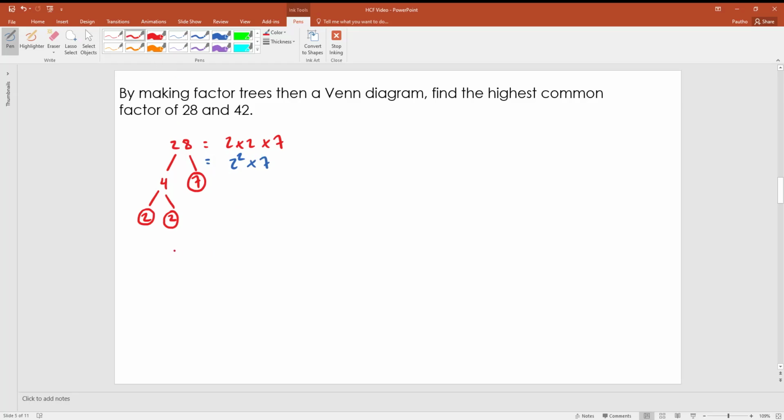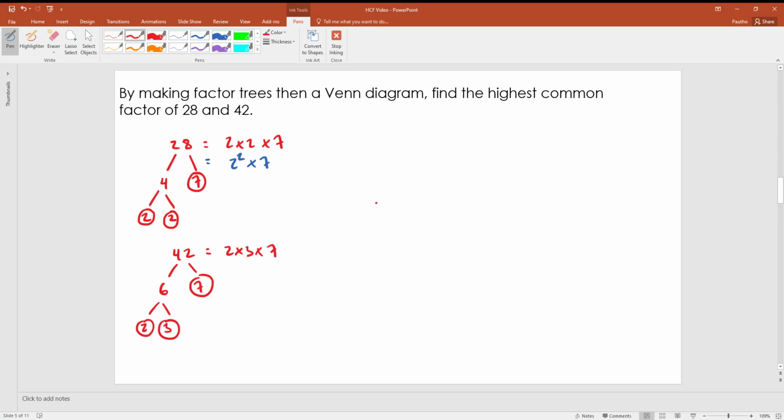Then 42, again, you might go for 6 times 7. Yep, 6 is not prime. 6 is 2 times 3, and they're both prime numbers. And 7 is also prime. So 42 is 2 times 3 times 7.